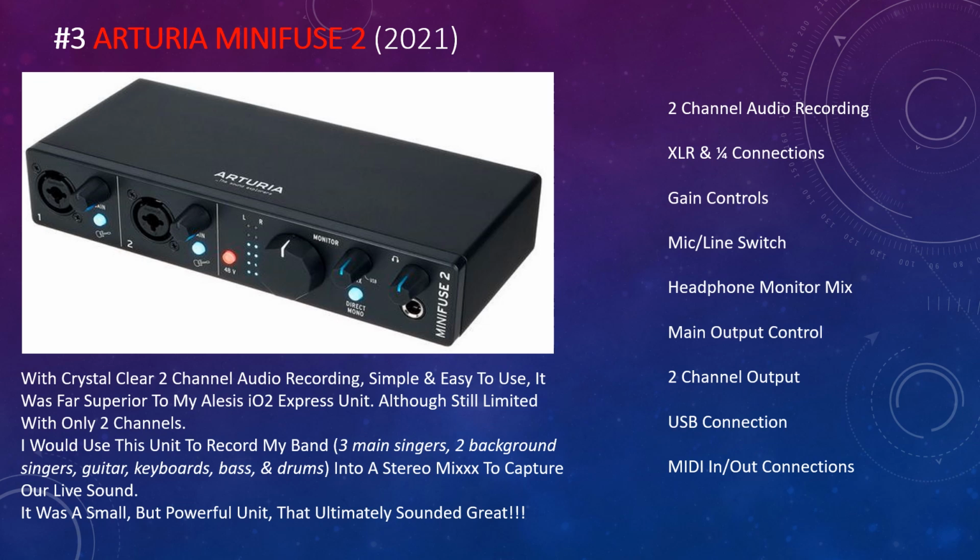With crystal clear 2-channel audio recording, simple and easy to use, it was far superior to my Alesis IO2 Express unit. Although still limited with only 2 channels, I would use this unit to record my band, which consisted of 3 main singers, 2 background singers, guitar, keyboards, bass, and drums into a stereo mix to capture our live sound. It was a small but powerful unit that ultimately sounded great.